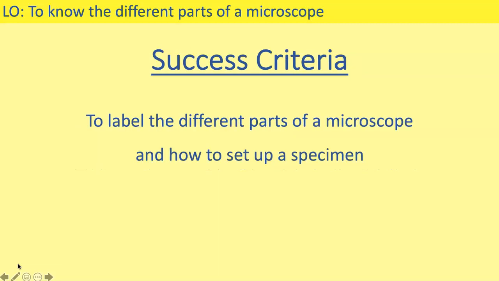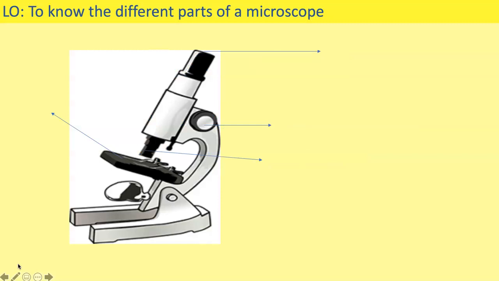Okay. So for this lesson, the LO is to know the different parts of a microscope, and the success criteria are to be able to label the different parts of a microscope and be able to set up a specimen. So, using your knowledge organiser, pause the video and have a go at labelling this diagram of a microscope. See if you can complete these 4 labels on the microscope.